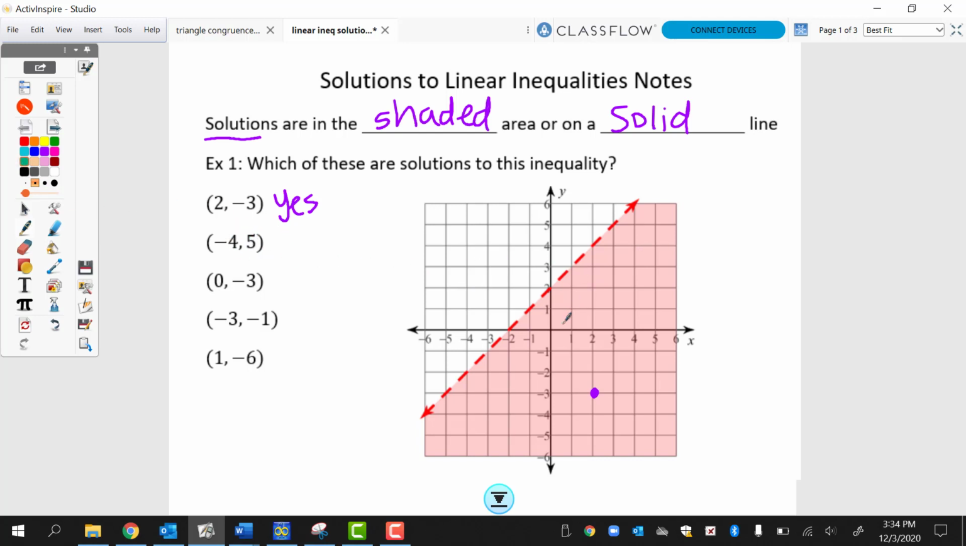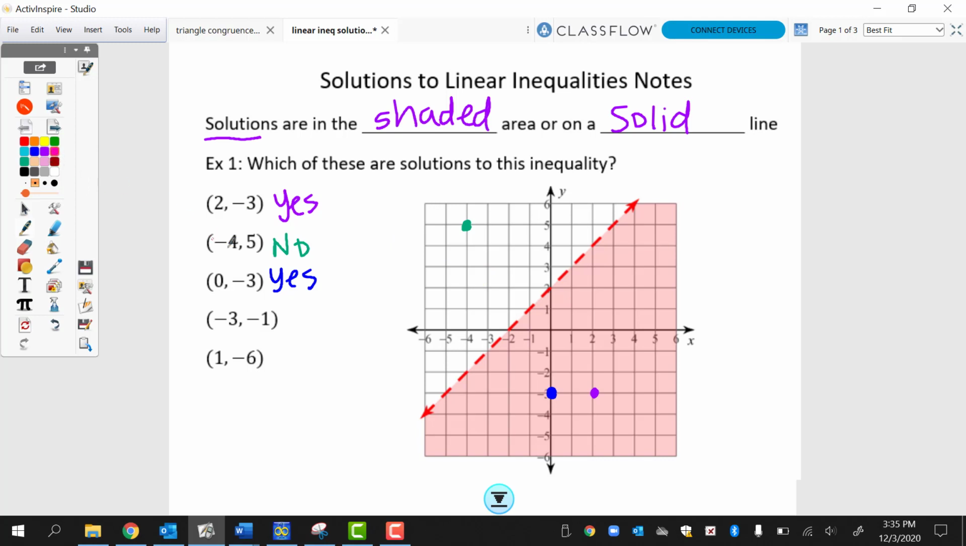The next one, negative 4 comma 5, is up here. Is that in the shaded? No. Is it on a solid line? No. So this is not a solution. Let's look at the next one. 0 comma negative 3. Well, 0 and then negative 3 is down here. Is it in the shaded? Yes. So then yes, this is a solution.